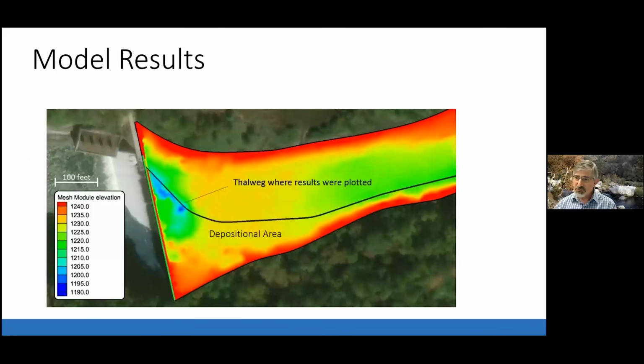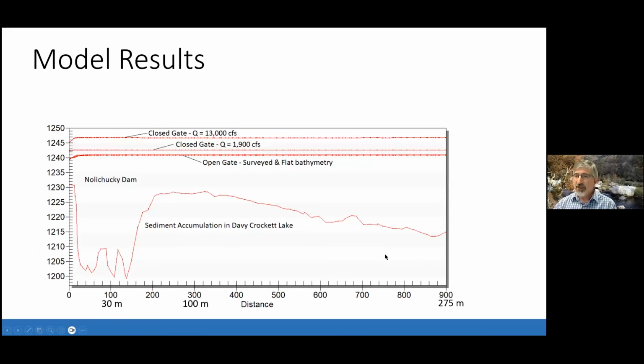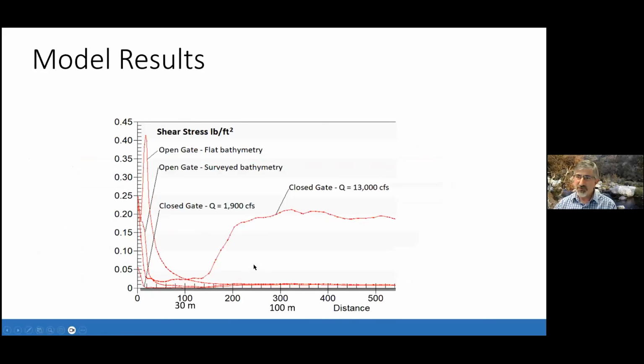And we looked at the results here showing this is just depths, and you can see that there's an area where it looks like it's a deep hole, but it's actually a lack of data in there. And so this is just showing a profile view, some water surface profiles with the gate closed and the gate open, both with flat bathymetry, which is basically filling in this hole, so that it would be straight across, and the other one with the bathymetry that we were provided.